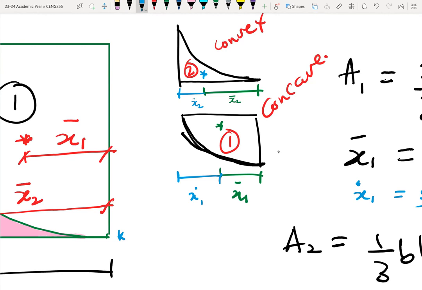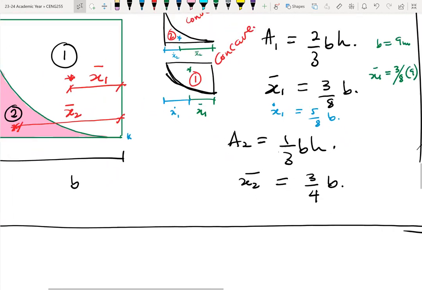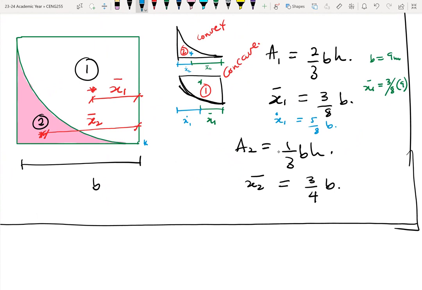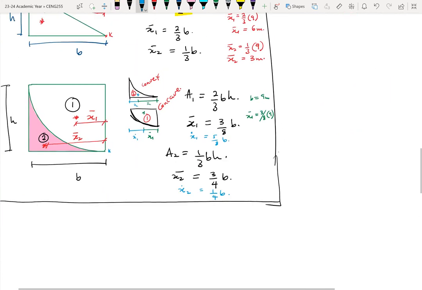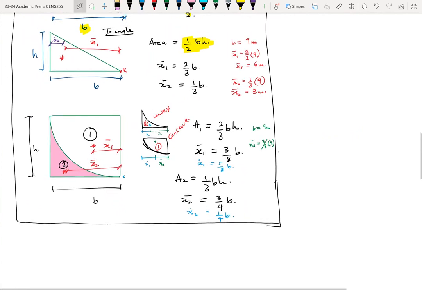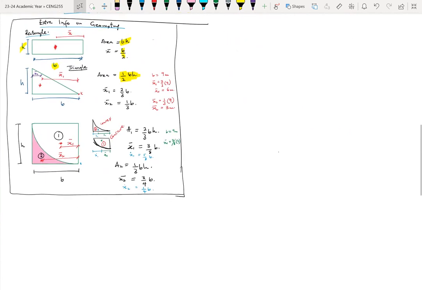X2 dots. Okay. So x2 bar is 3/4 times b, and then x2 dots is equal to 1/4 times b. So these are some geometry information that could be helpful to us going forward. Okay.